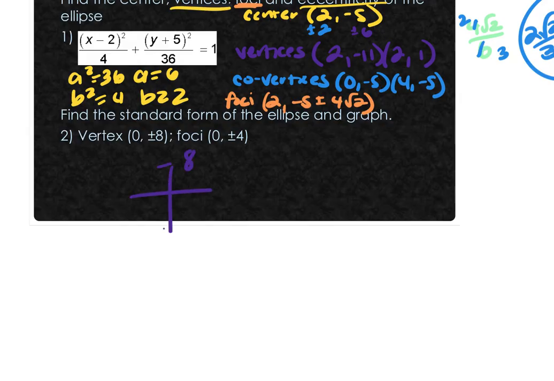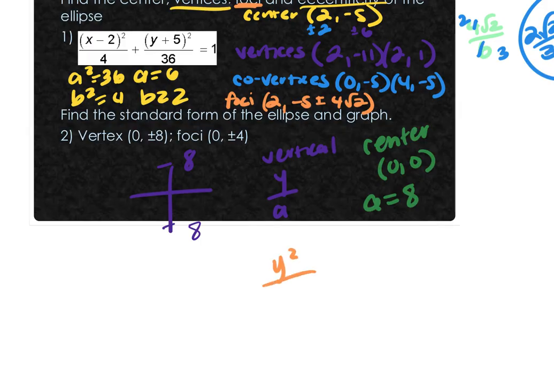Okay, up 8, down 8 means it's vertical. And if it's vertical, that means the y gets the a. Center's halfway between, so center is 0, 0. And a is the distance from the center to either of those vertices, which is 8. So I can start already with y squared over 8 squared, which is 64, plus x squared, I'll come back and fill this in with the b, equals 1.